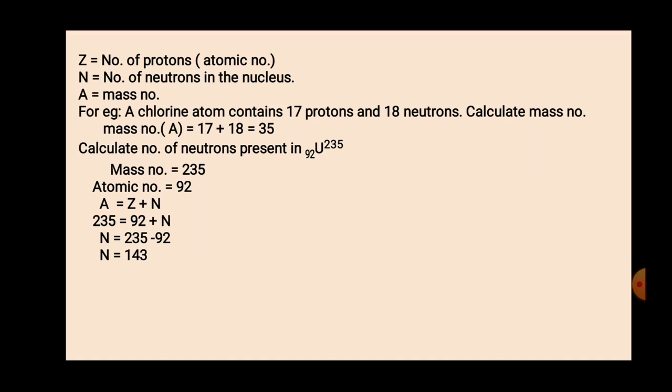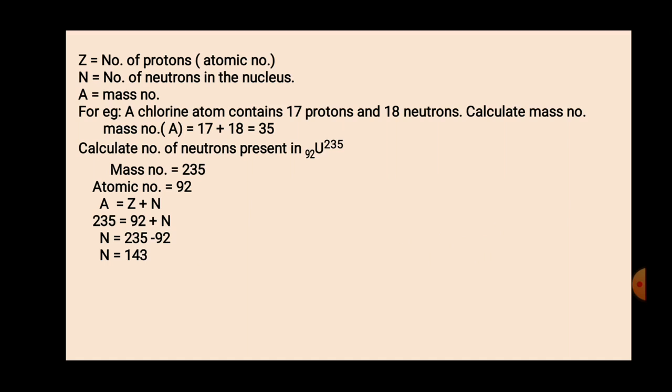So how is the mass number calculated? Mass number is equal to Z plus N. Z is the number of protons, that means the atomic number, 17, plus N, the number of neutrons, that is 18. So 17 plus 18 is equal to 35. One more problem is given: calculate the number of neutrons present in this.